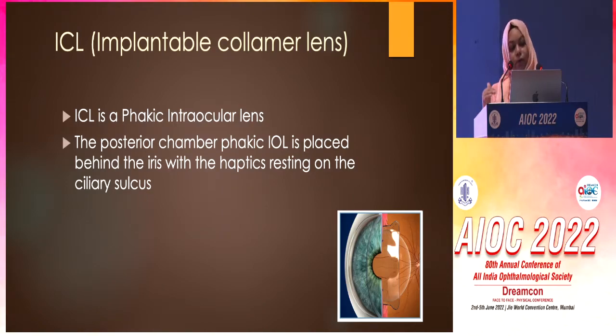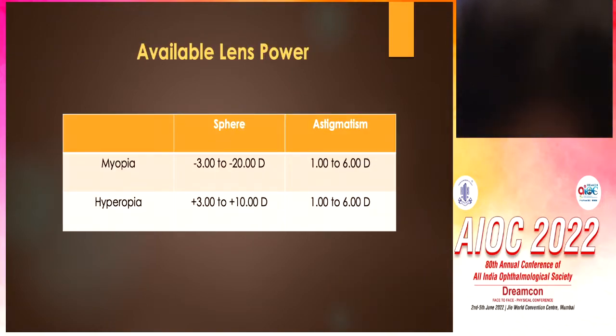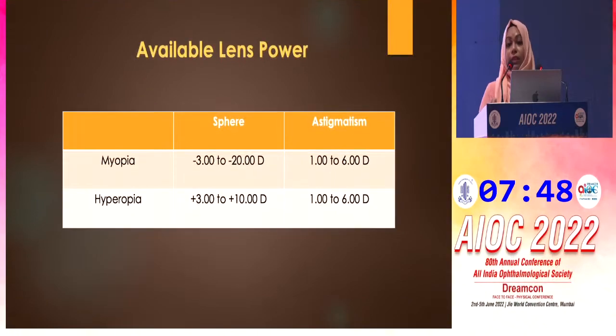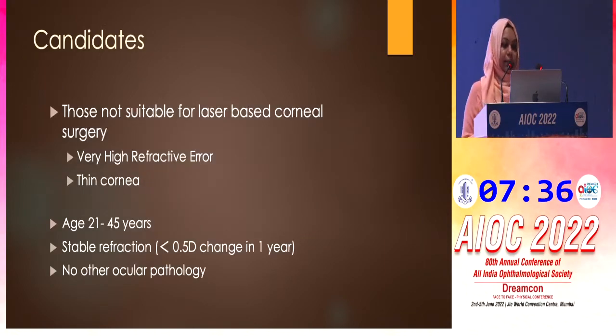And where is it placed? It's placed right behind the iris with the haptics resting on the ciliary sulcus. What powers are available? Myopia, it can correct up to 20 diopter with astigmatism up to 6 diopter. And the newer ICL can even correct hyperopia up to 10 diopter with astigmatism 6 diopter. So let's have a look at the candidates who are suitable for ICL.